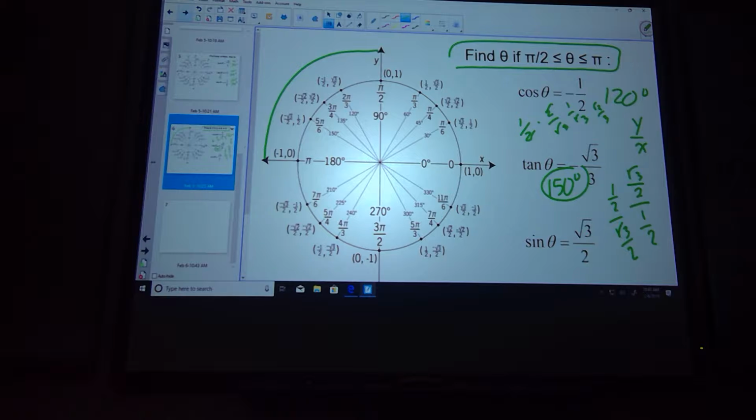Negative. Do what? Whether you want it negative. You want positive or negative?